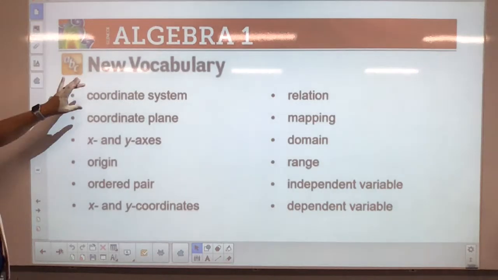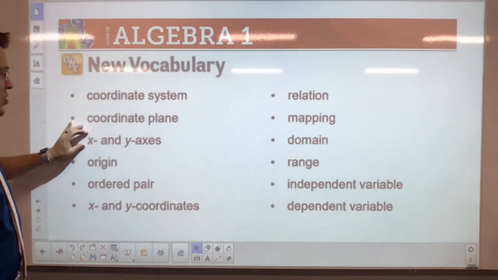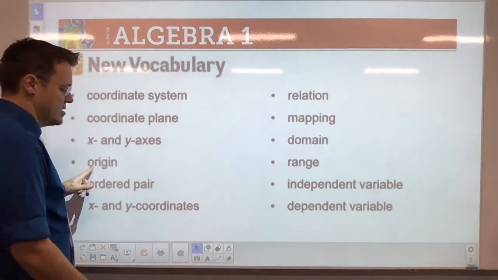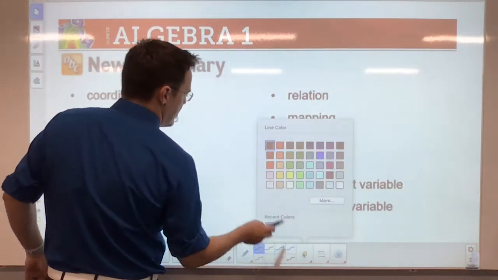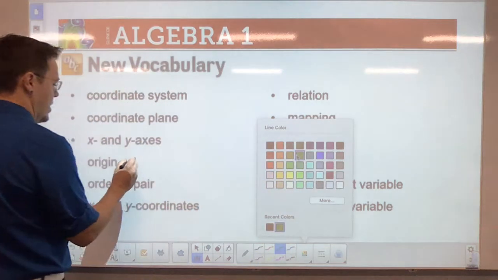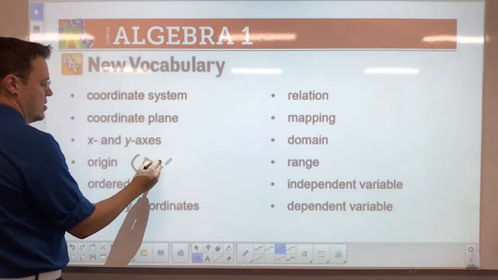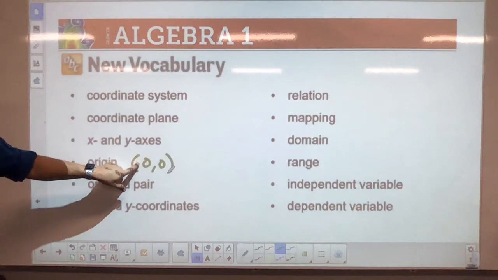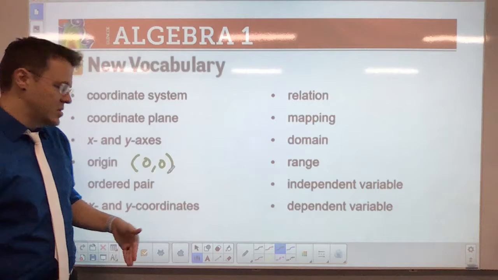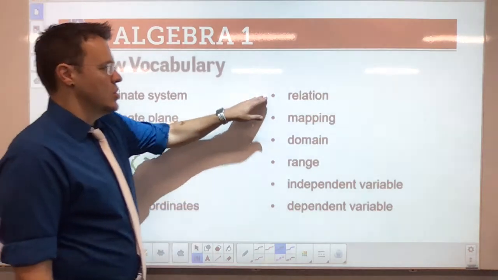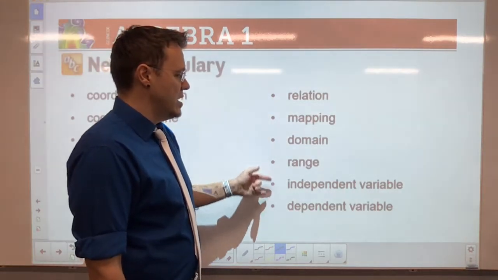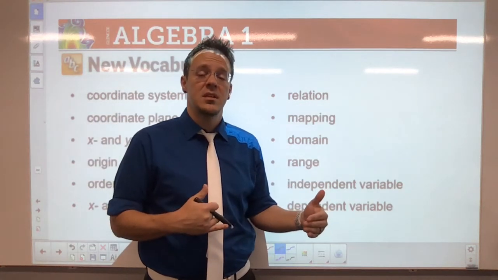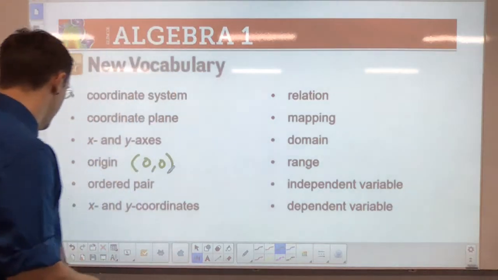We're going to be talking a lot about the coordinate system, a plane. You guys know what X and Y axes are, the origin. Some of you may not know what that is, okay? The origin point is 0, 0. Just so you guys are fully aware, this is the origin, 0, 0, okay? It looks like a smile, looks like a face. Ordered pair is the same thing, but it's a different set of numbers, okay? X and Y coordinates, relation, mapping, domain, range, and then what's called an independent and dependent variable. It's very important that you guys understand these things, and we'll talk about them as we go throughout the day.